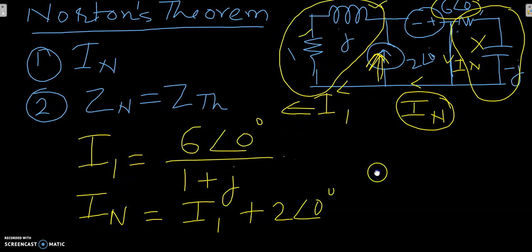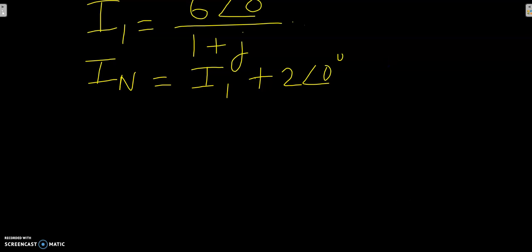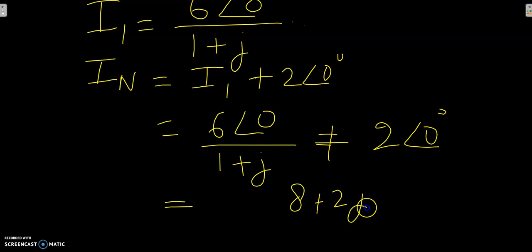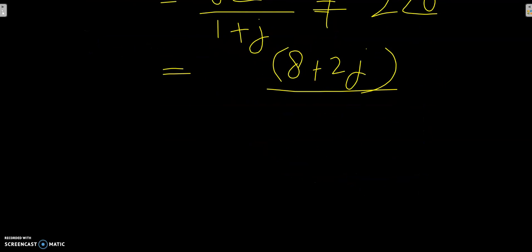So this is equal to I1, which is 6 angle 0 degree divided by 1 plus J, plus 2 angle 0 degrees. So finally this would be 8 plus 2J divided by 1 plus J. Okay, and this is your IN.